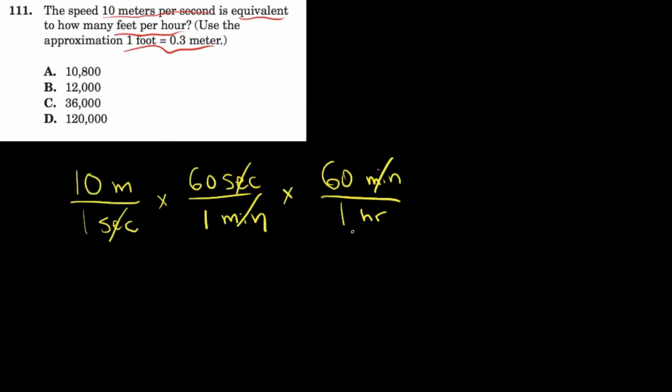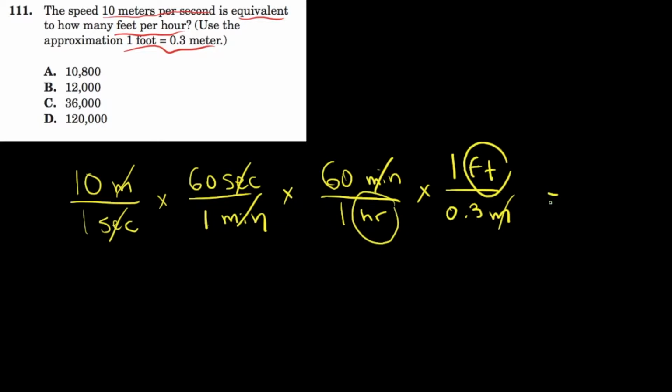I'm almost there, but I want feet per hour. So let's turn meters into feet. I want meters on the bottom of this fraction, so it'll cancel out with the meters on the top of the far left. So I'll put the 0.3 meters down here, and that's from the conversion they gave us, and 1 foot on top. So the meters cancel, and what we're left with is feet per hour. Great, now we can just multiply and divide, and we'll get our answer.